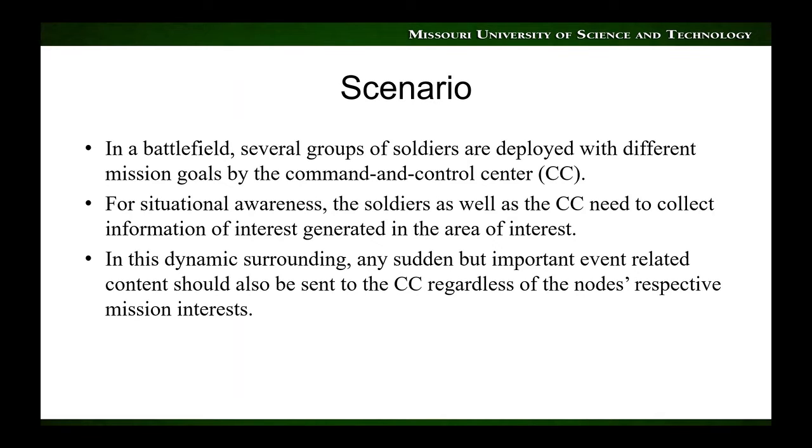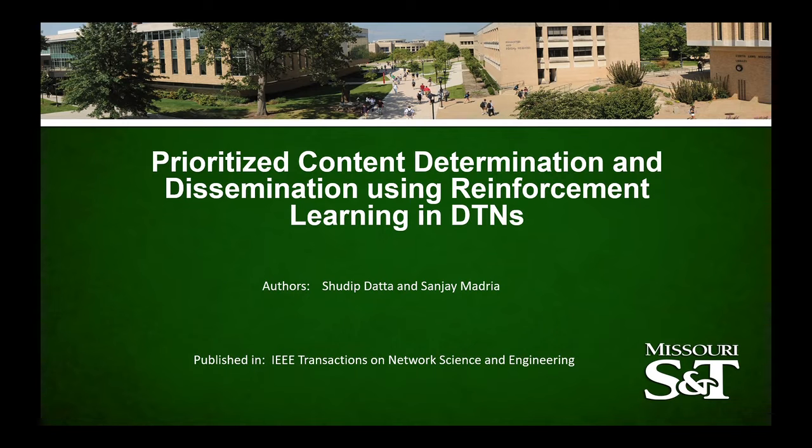However, in this dynamic scenario, any sudden or important event can occur, and these event related information should be sent to the command center faster. So that's why our goal for this paper is to find out the content which are most priority and disseminate this prioritized content optimally. And we use reinforcement learning in this scenario.